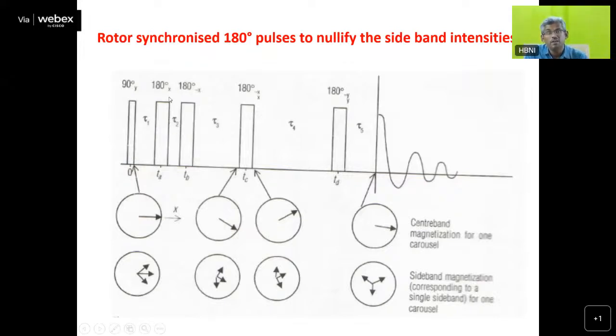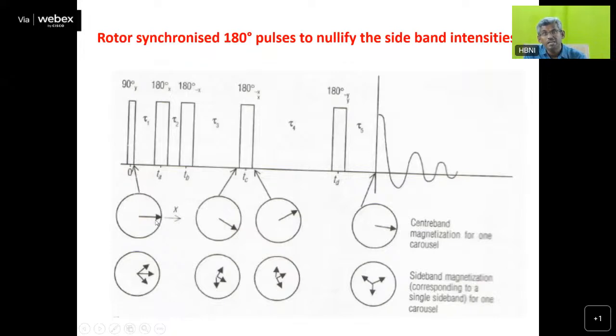The problem is because of the lot of sidebands. So we apply different pi pulses. You can see, of course, phase cycling is also there. Probably those things might have been discussed. I will not be discussing details to reduce the pulse imperfections and all those things. So 180-degree pulses you apply, rotor synchronized pulses you apply.